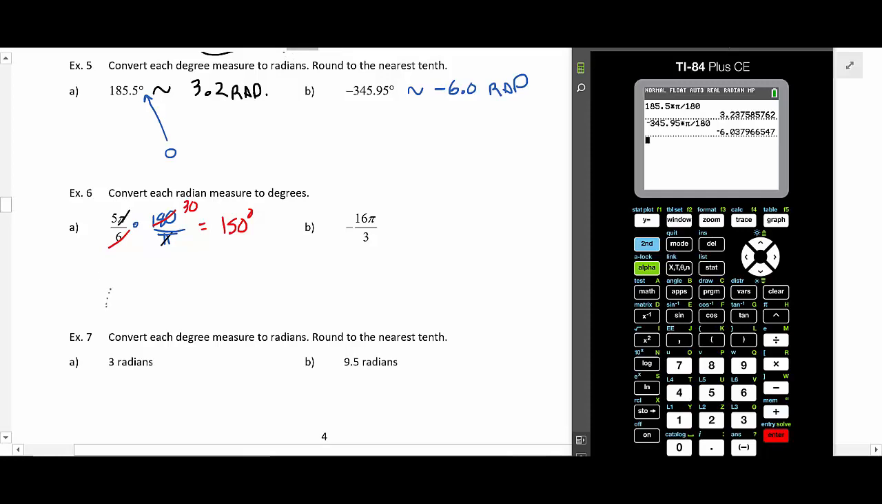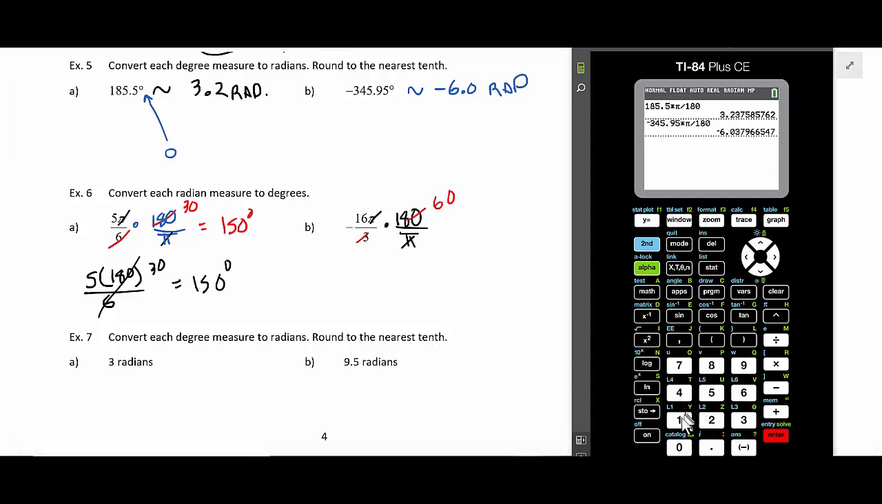The other way, and this is the way I do it most of the time, is if I see a pi, pi is 180 degrees, right? So just replace the pi with 180 and you'll get the same answer. That again divides out, so you get 150 degrees. That's what I like to do: if I see a pi, replace it with 180 degrees, because that's the connection. Same thing with this problem. You could either multiply by 180 over pi, cross that out, and with this one, 180 over 3 looks like 60. Then you can take your calculator if the numbers get a little bit bigger.